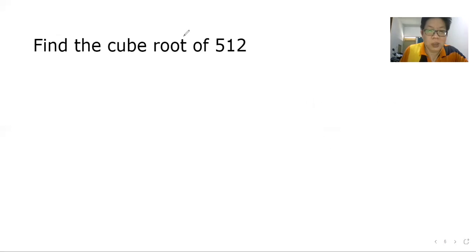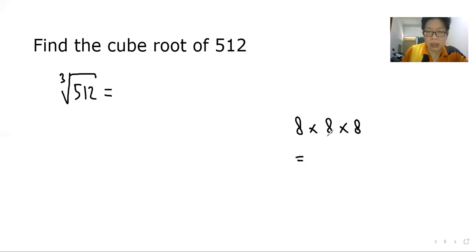Find the cube root of 512. The symbol is like this, a radical with a little 3 over there, of 512. Basically, we want to find a number that when it is multiplied by itself 3 times in a row will yield 512. We know that 8 times 8 is 64, multiplied by 8 is equal to 512. So the result is simply 8.